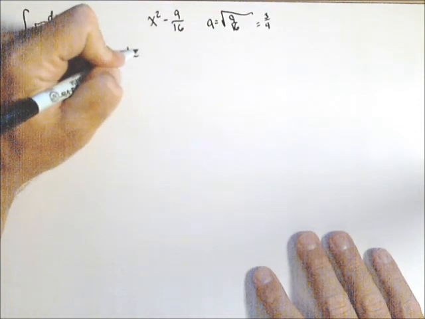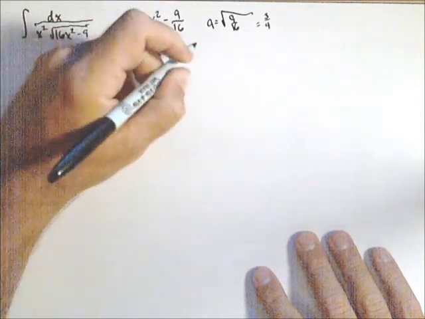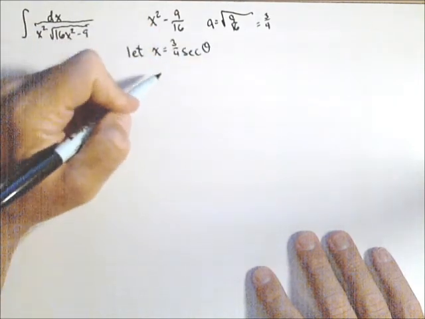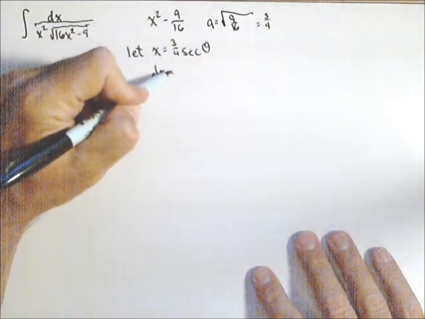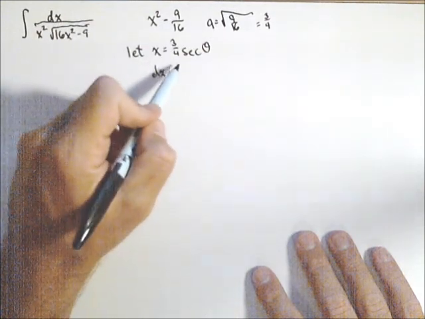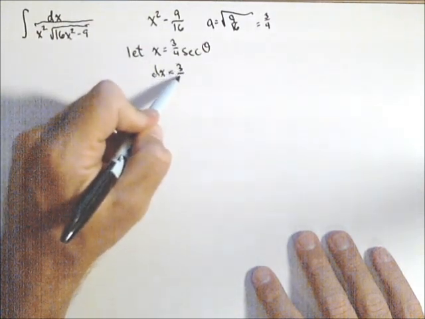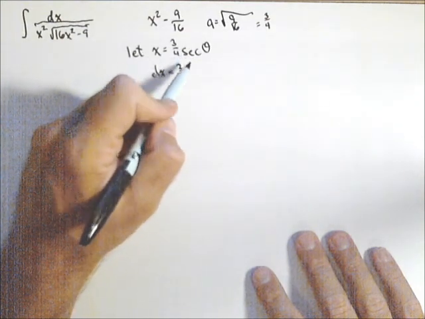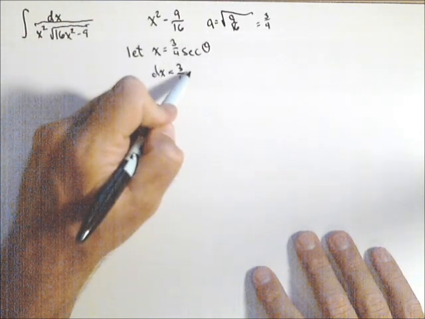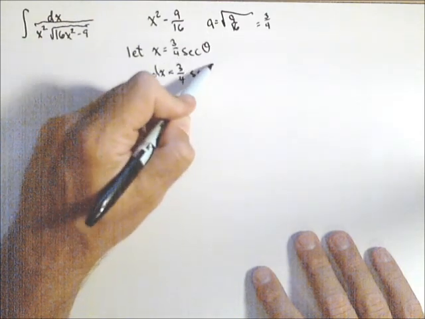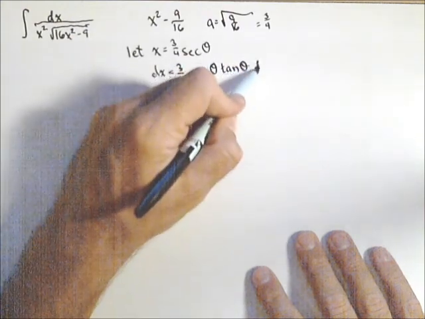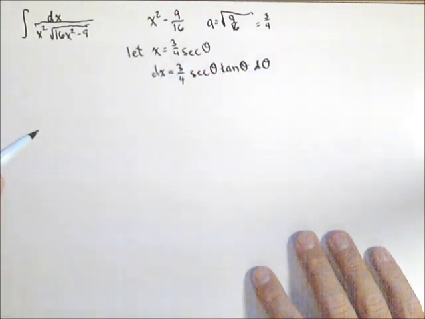So we're going to let x equal 3/4 secant theta, and then immediately after identifying your x, you should find your dx, because it's so common for people to forget this. And that's 3/4. Derivative of secant, not one of our most common ones, but it's pretty interesting because it has secant in it. It's just secant theta tangent theta d theta.